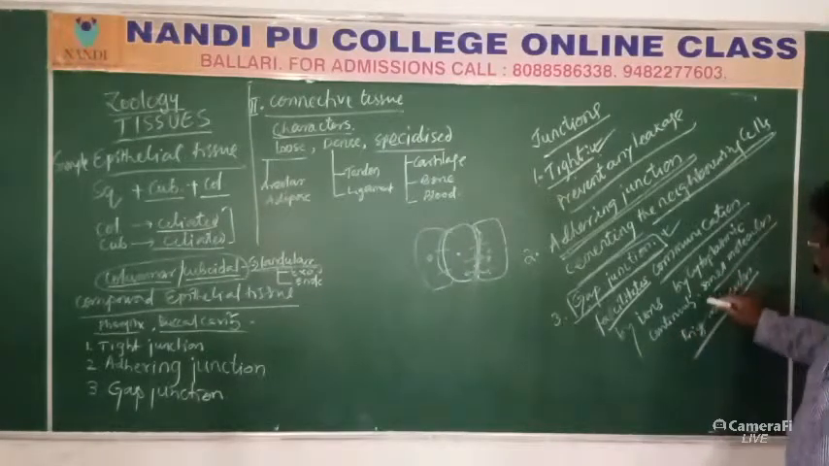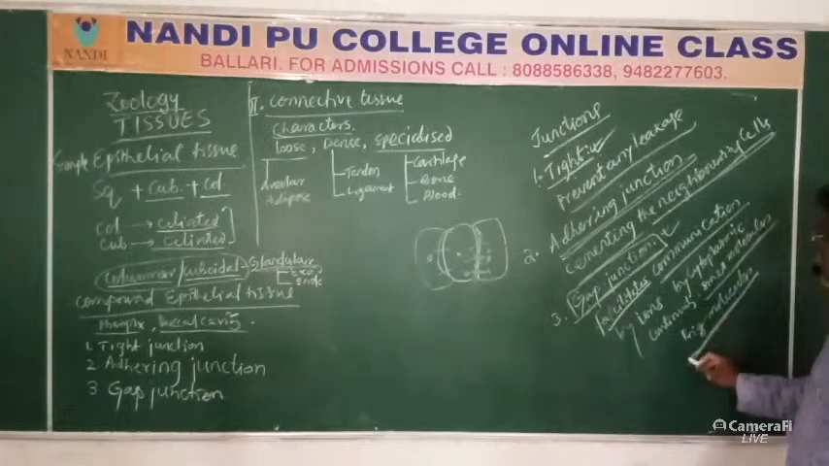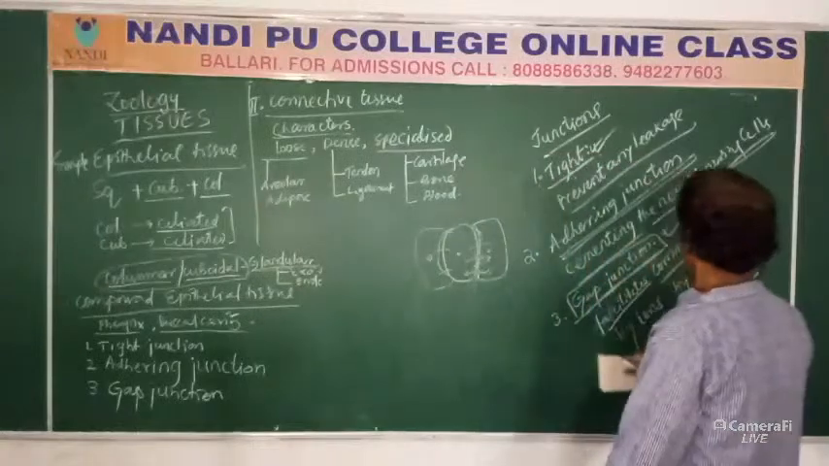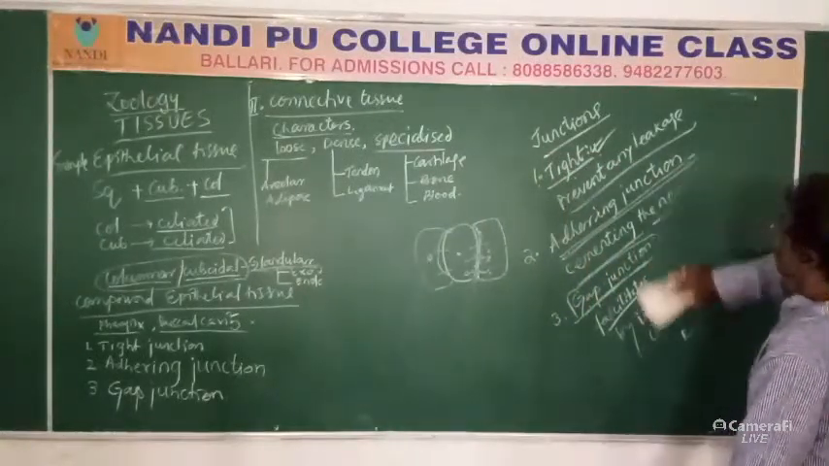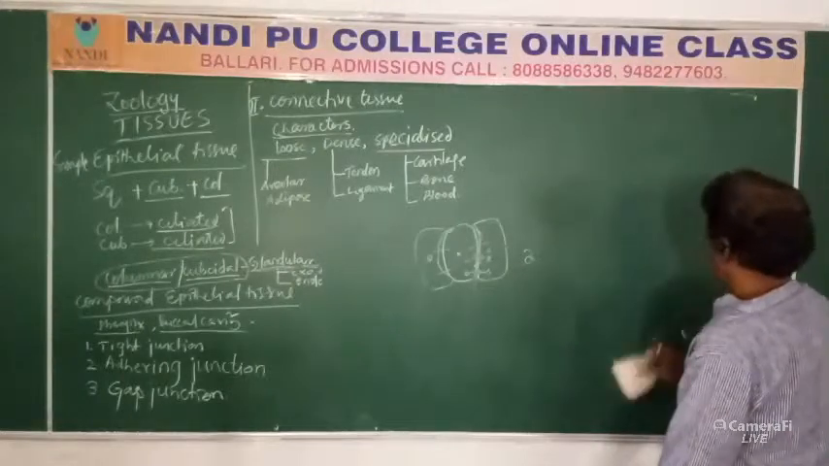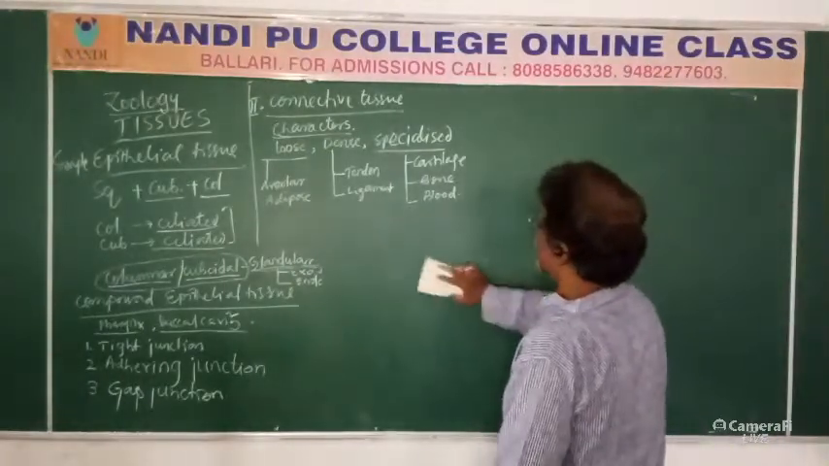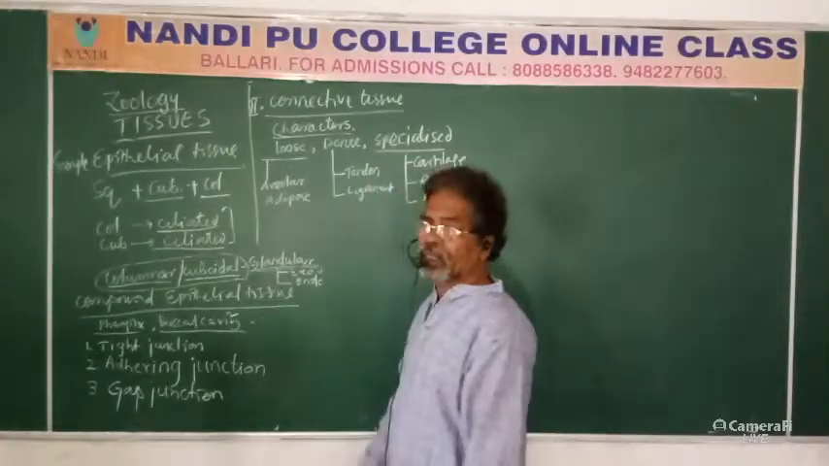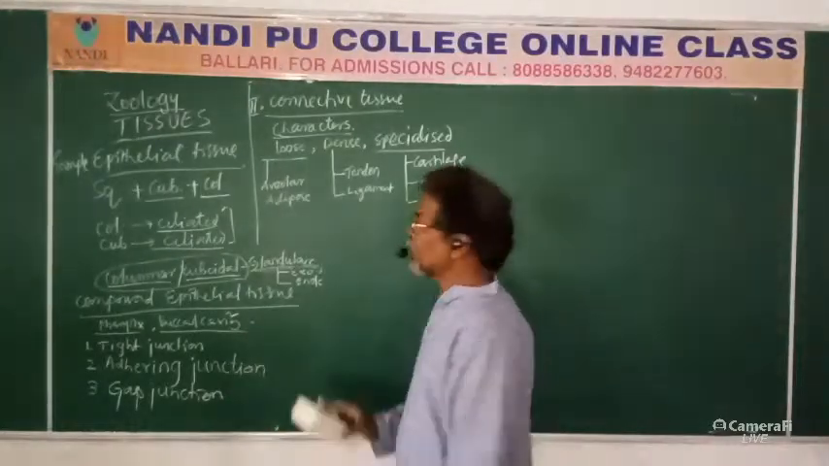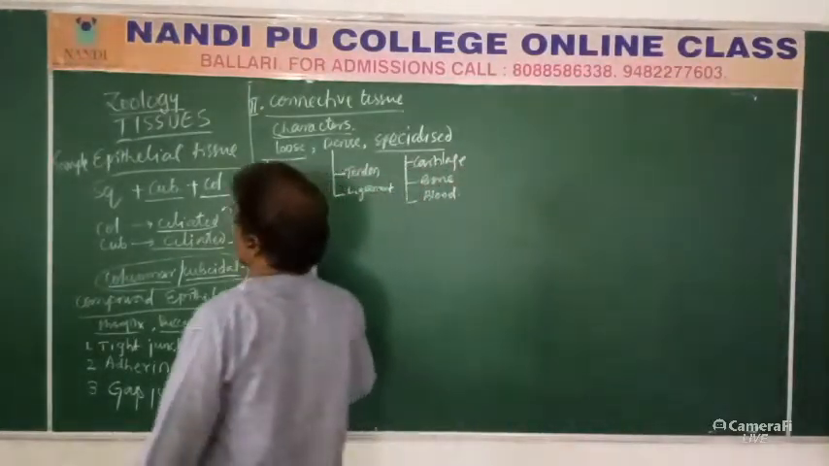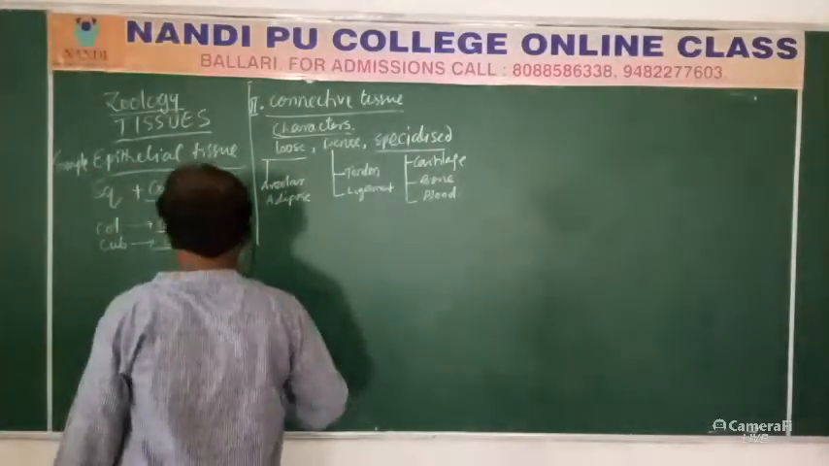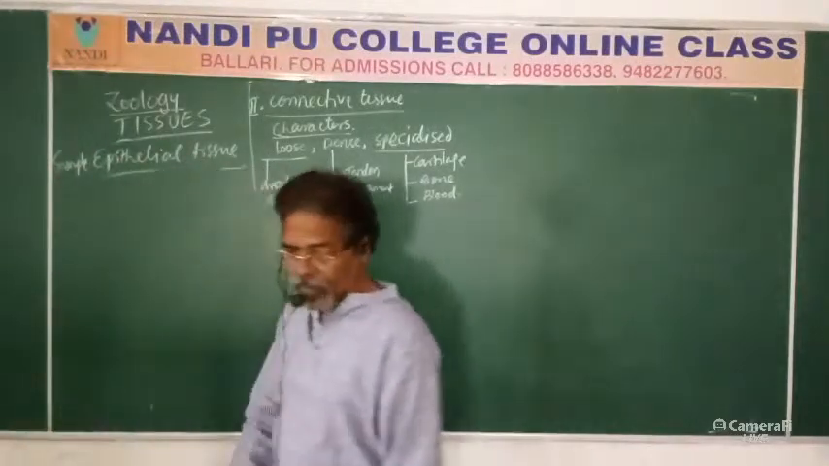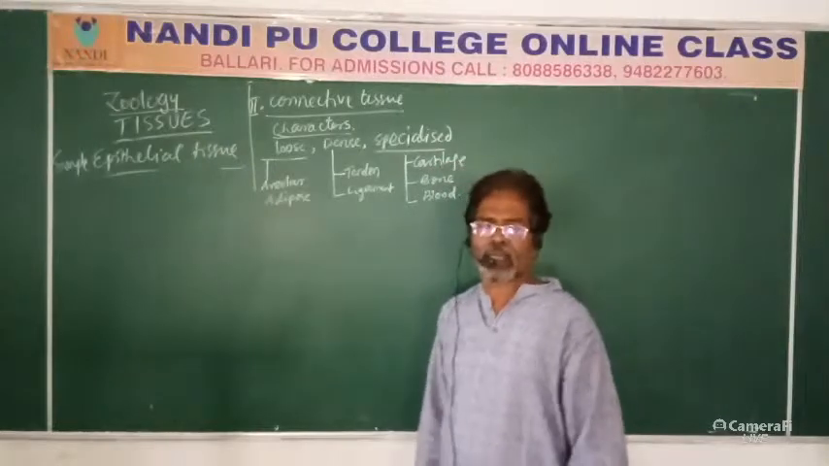And what else there will be? Small molecules also can pass, and at times very rarely large molecules can also pass. Right. So this is all about your simple epithelium, and it is concluding. I am concluding your epithelial tissue. Under epithelial tissue, one is simple and the other is compound. Both we have dealt. So we have completed your epithelial tissue. After epithelial tissue, we will be coming into the second type of tissue, that is called connective tissue.